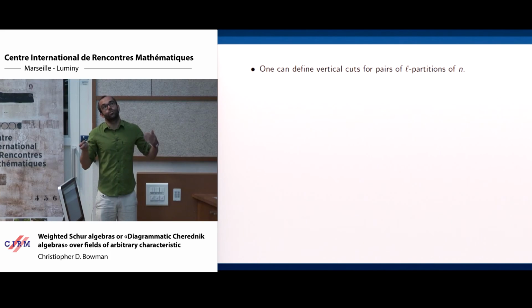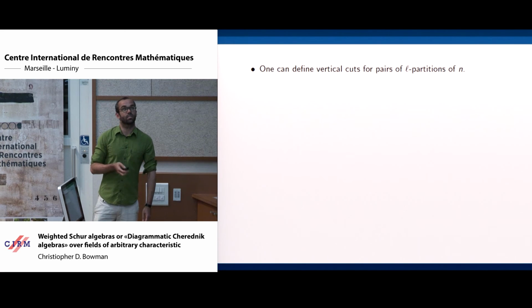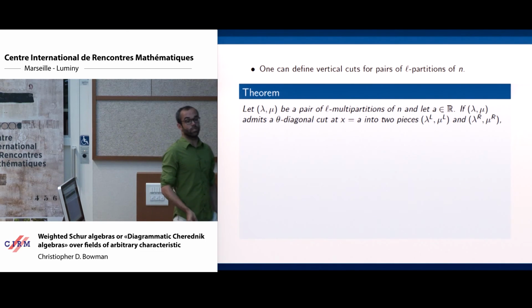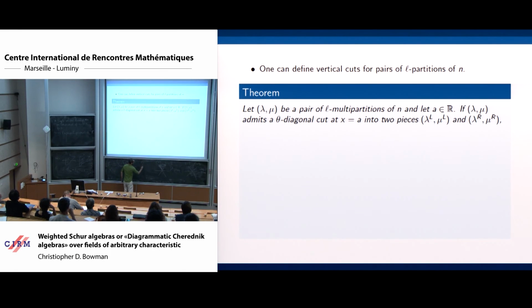Now, you can do this for more general pairs of multi-partitions. And if you do that, then you'll get a nice theorem. Let lambda and mu be a pair of multi-partitions of n, and A be a point along the real line. So A is the point at which I'm going to draw my big line, which goes through my multi-partition. I call it a theta cut because, of course, it depends on theta as to the number of boxes which are at any given point. So this is going to cut my partition into a left bit and a right bit.